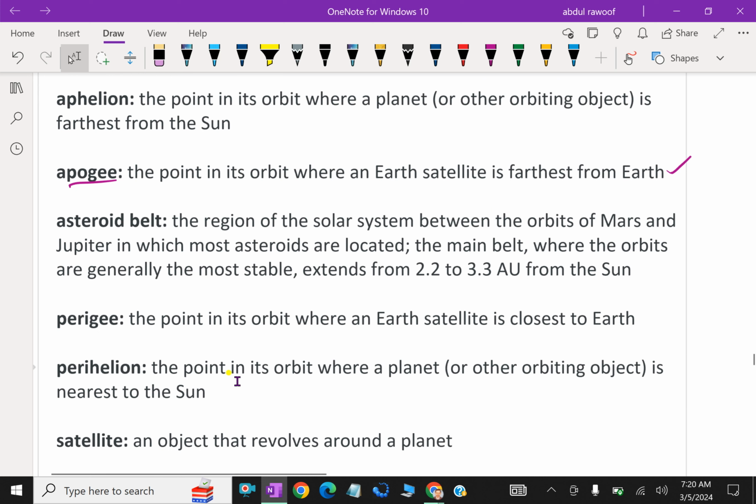So far we discussed important points about orbits and orbits of the planets and other important points.